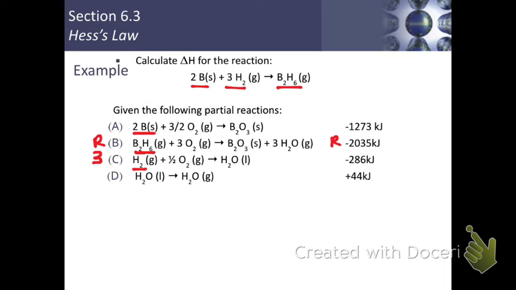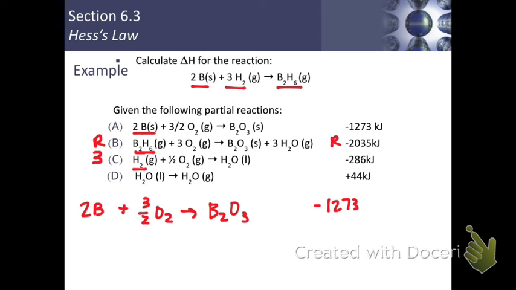So I'm going to rewrite all four mini reactions. You could only rewrite the two that you're changing if you want, but for me it's more comfortable to have the whole set in front of me. So I'm going to go ahead and do that. 2B, this is the last. You don't need to write solid gas. That stuff, for what we're doing right now, doesn't really affect it, so I'm not going to write that. 3 halves O2 yields B2O3. And that stays at negative 1273 because we didn't adjust A at all.